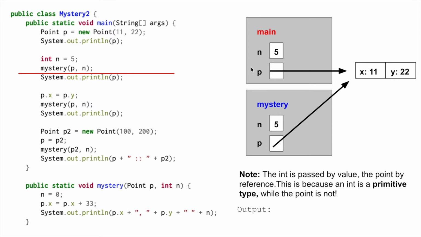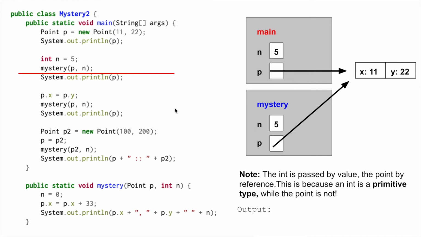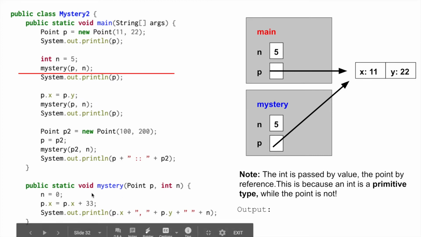So that's good. And then p is instead a reference type variable. So copying p means copying this arrow over from main to mystery. So just to be clear, we haven't actually run any of the code inside mystery yet. We're just doing the setup to pass the arguments. Alright, groovy. Now let's actually run the mystery function.